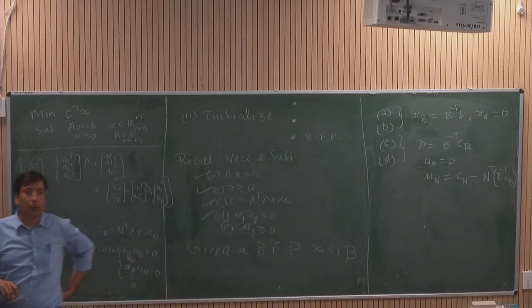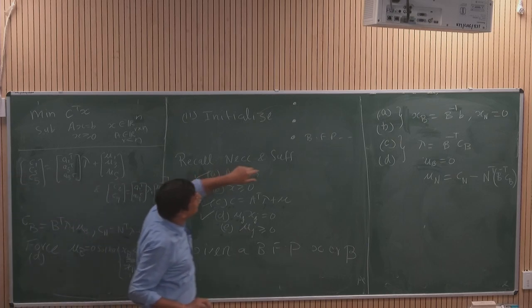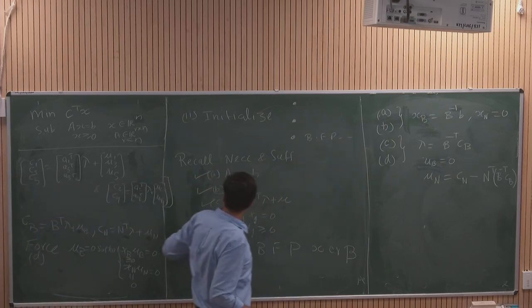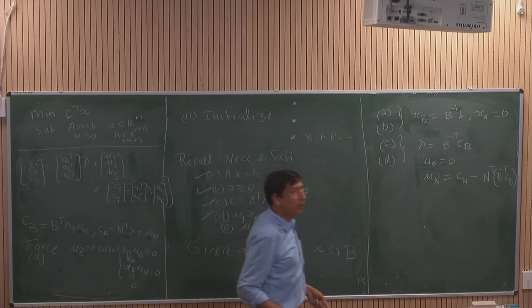Correct? Did we solve for all the variables? How many variables do we have? We had the x's, xB, xN. We had the lambdas and we had the mu B and mu N. Those were the only variables when we transformed the problem. Correct? So we were able to satisfy A and B. When we came to C and D, we got these. So are we done?